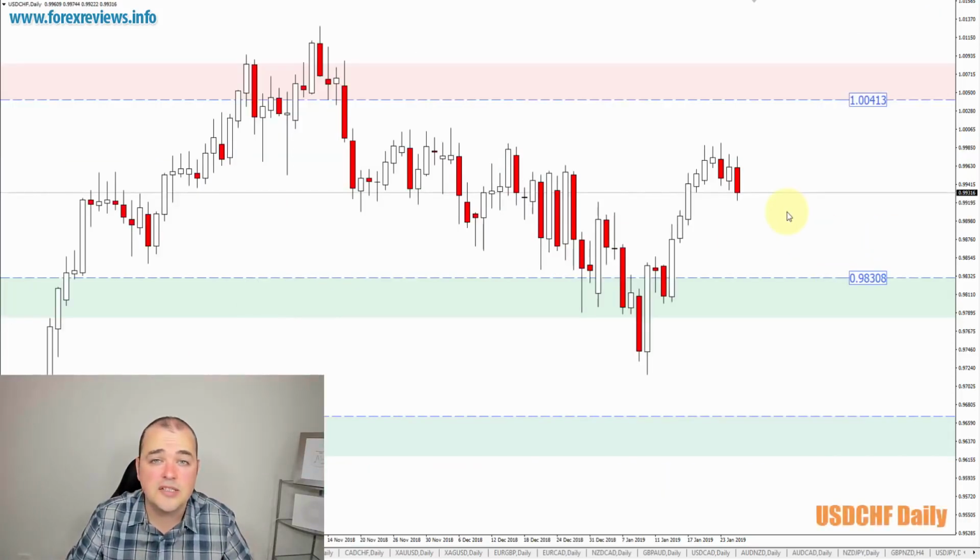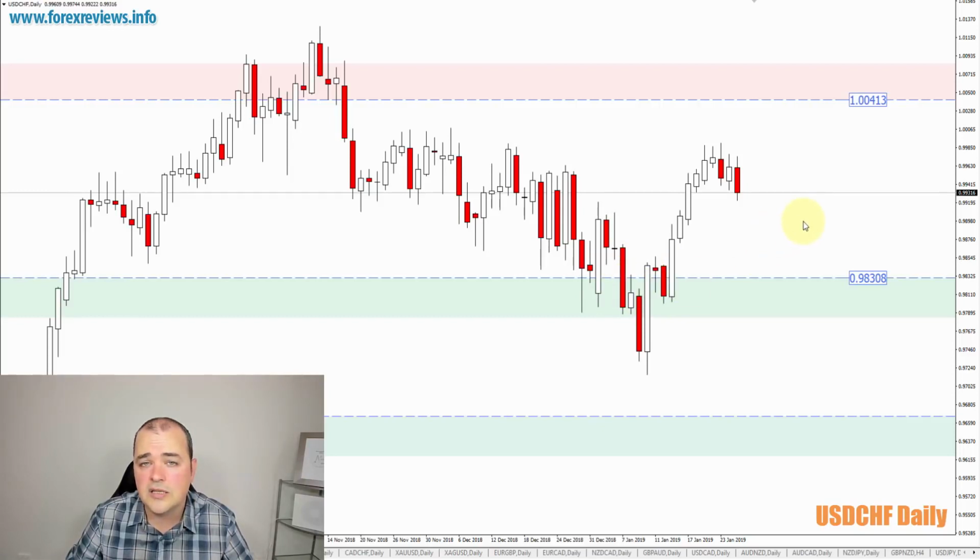The next pair to cover is US dollar Swiss, and I'm on the daily chart. Just a quick update of this market this week, as this market resisted at this high area, which was a management point area that I mentioned in recent reviews of this market for all those people holding a buy trade from the recent test of the 98.30 zone area.